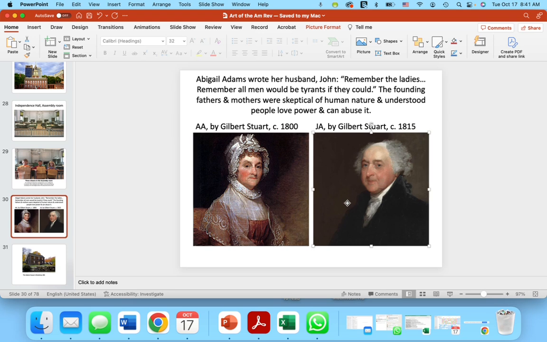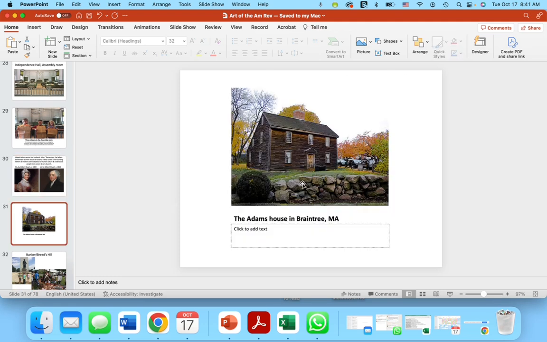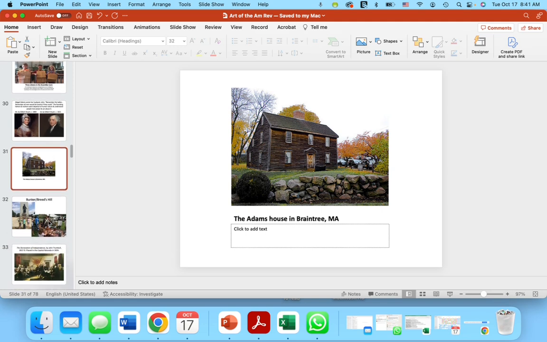They saw that happening with the British government. And again, these founding fathers did not trust power. They believed that power corrupted. So power needed to be limited and power needed to be broken up. You cannot give one person, the king or queen, all the power. They'll become a mean dictator or tyrant. By the way, this is the Adams house in Braintree, a childhood home, so you can see that.